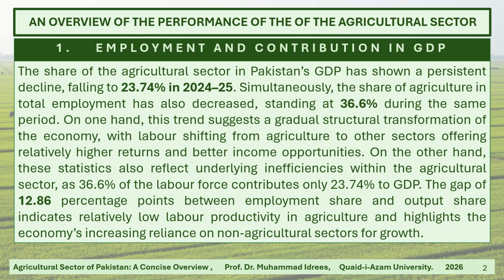The share of agriculture sector in Pakistan's GDP has shown a persistent decline, falling to 23.74% in 2024-25. Simultaneously, the share of agriculture in total employment has also decreased, standing at 36.6% during the same period. On one hand, this trend suggests a gradual structural transformation of the economy, with labor shifting from agriculture to other sectors offering relatively higher returns and better income opportunities.